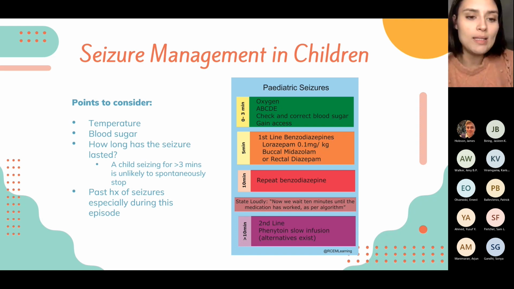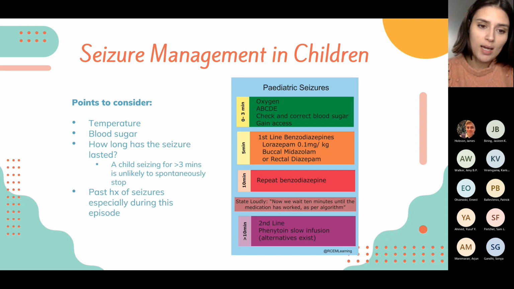And then if you've repeated it and you've waited for the medication to work again and it's not worked, you want to go to your second line choice, and that is phenytoin. You want to give that as a really slow infusion. I believe it's over 20 to 30 minutes. And definitely not as a bolus or a continuous infusion. That can have some really serious side effects.